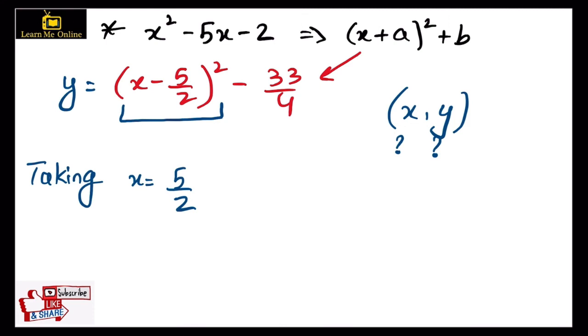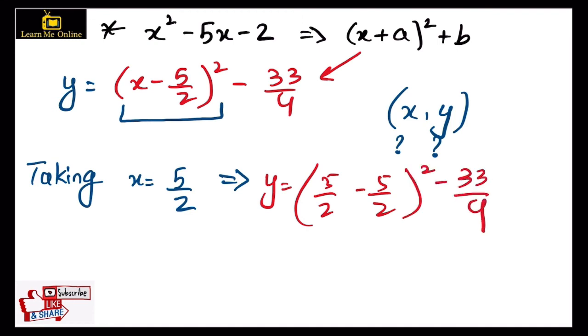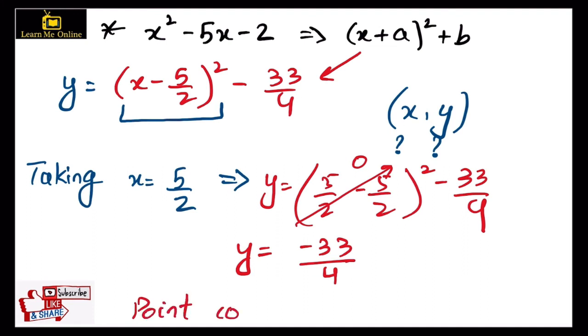I'm going to show you here now. If I'm taking x equals 5 over 2, I'll have the whole thing written as y equals (5 over 2 minus 5 over 2) whole squared minus 33 over 4. Those two are the same term, so they cancel out. So when you take x equals 5 over 2, this whole thing will go, and you'll be getting y equals minus 33 over 4. So the turning point coordinates will be: x value is 5 over 2, and the y value from here is minus 33 over 4.